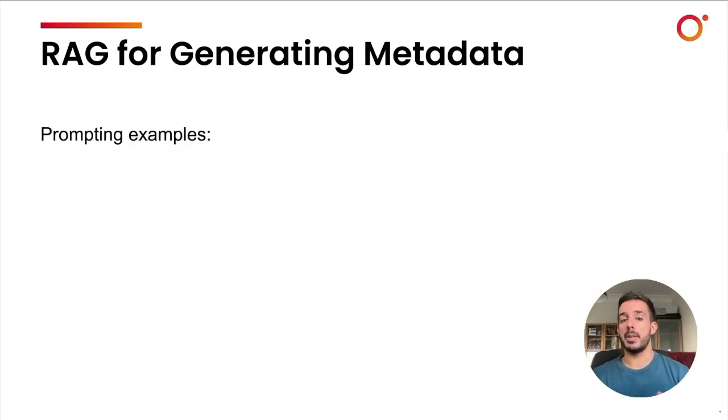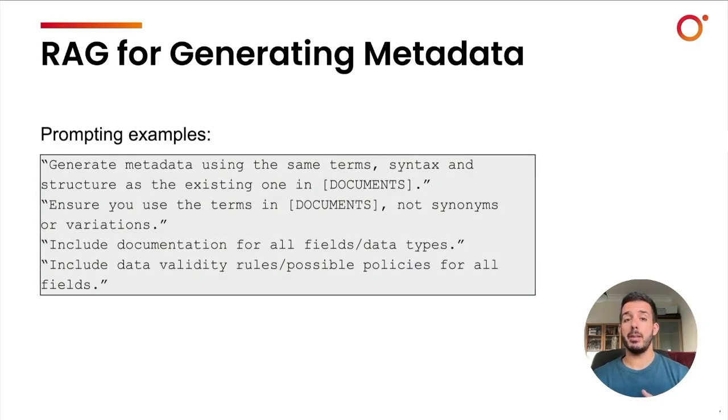What would be some components of a prompt for this use case using RAG? You can say, for example, generate metadata using the same terms, the same syntax, and the same structure as the existing metadata in these specific documents, or let it figure out the style from the RAG documentation. Then you could say, ensure that you use the terms in this specific document or documents, not synonyms and not variations, these exact terms. And you can ask it, for example, to include documentation for all fields and all data types, or to generate data retention policies, or whatever your specific use case is, right?